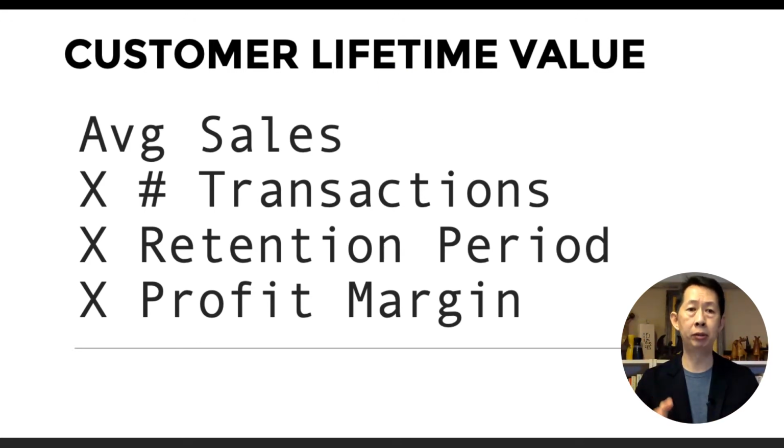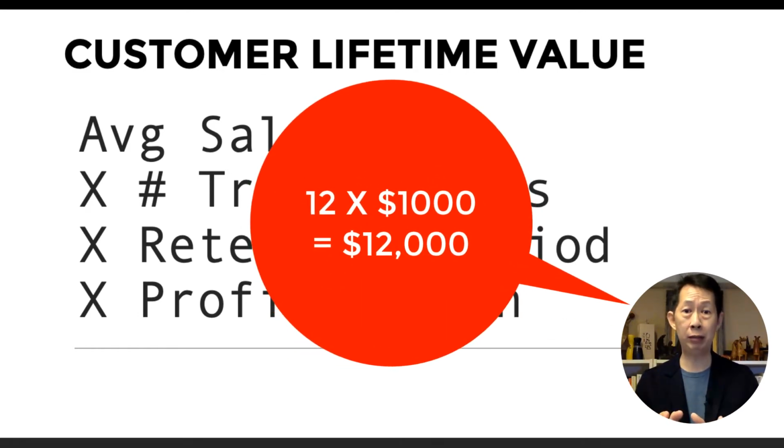Let's take an example. If you're selling stationery to B2B customers, let's say a factory of 1,000 workers that buys from you. For simplicity's sake, I'll take the average sales as 1,000 a month, so every month they spend on average 1,000. The number of transactions in a year is 12. So you take 12 times 1,000, which gives you 12,000.